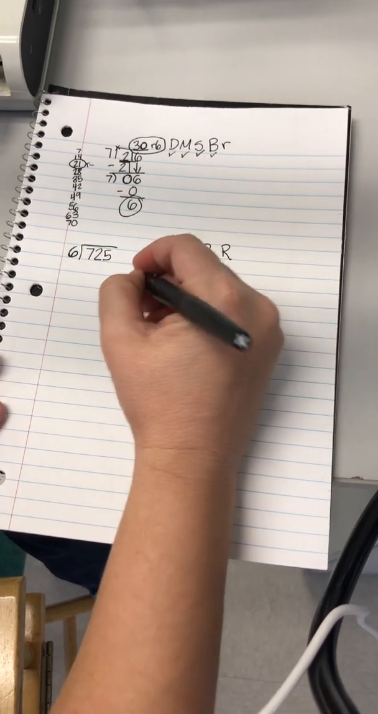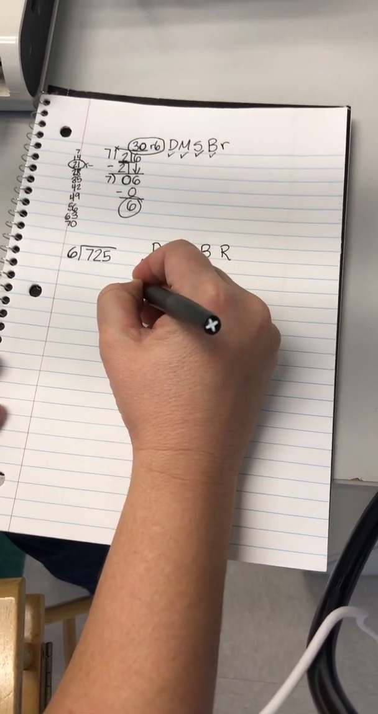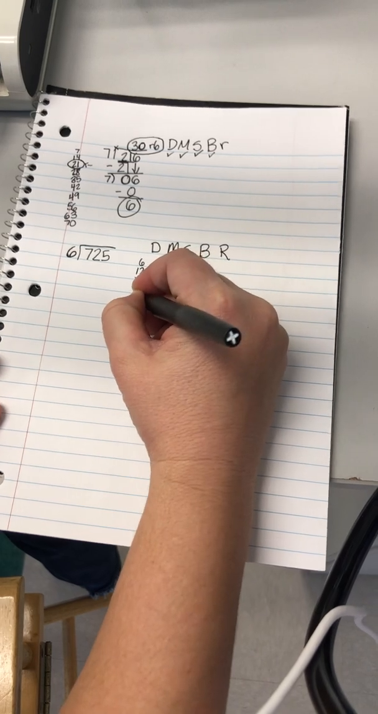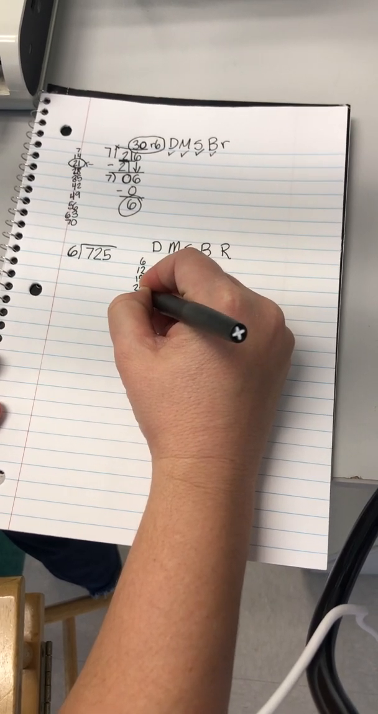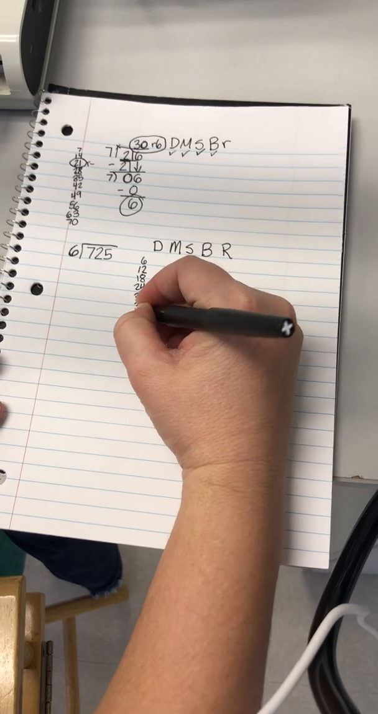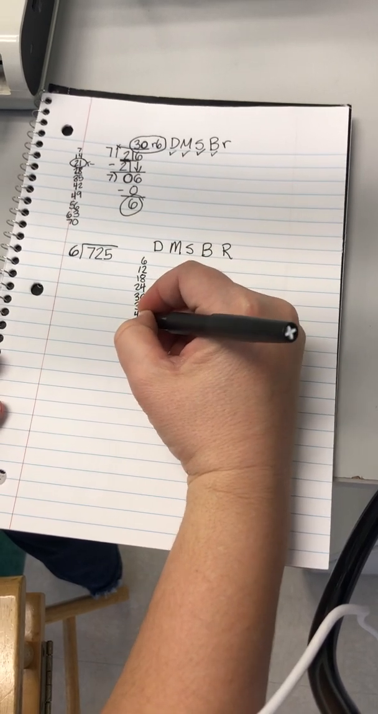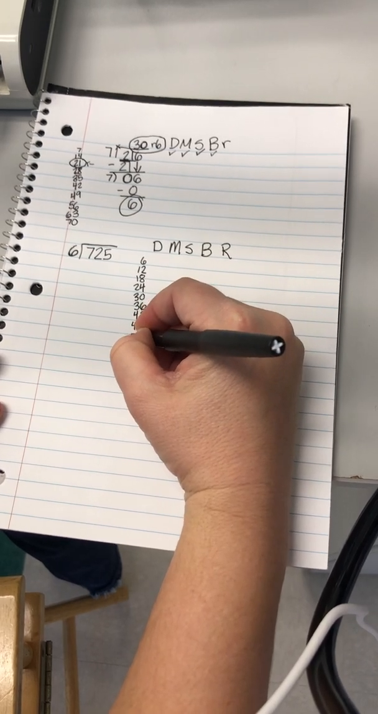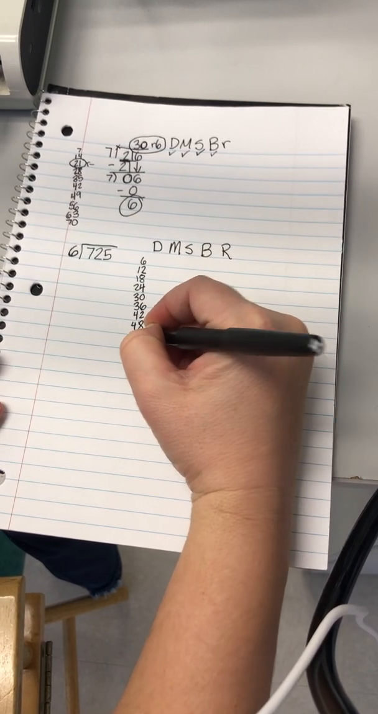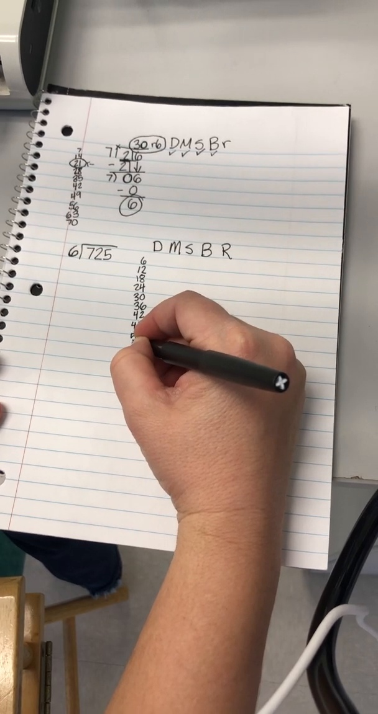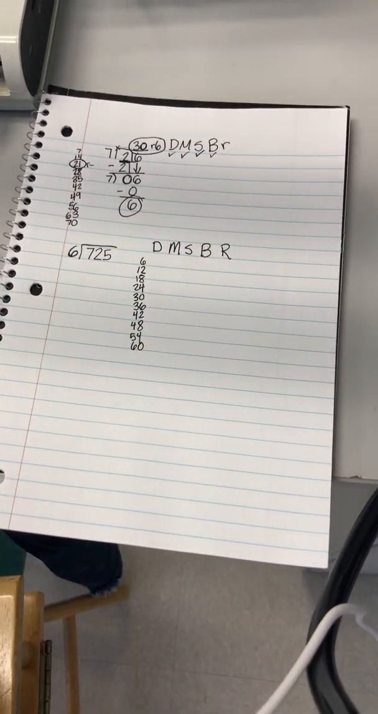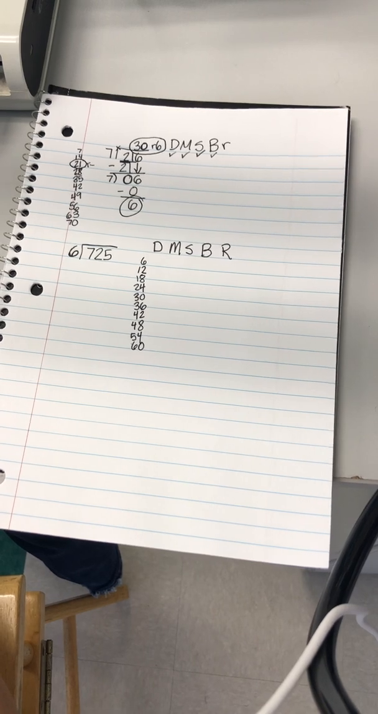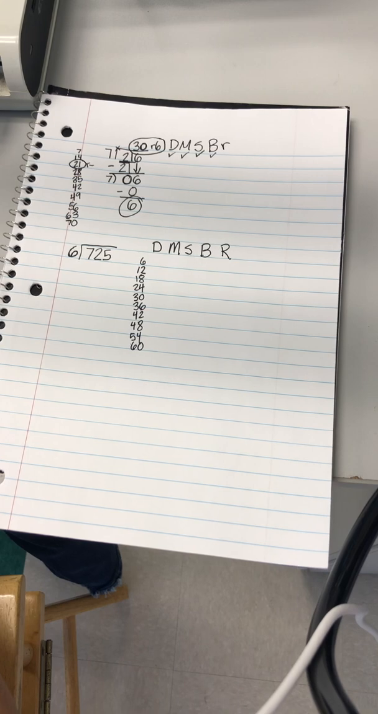6, 12, 18, 24, 30, 36, 42, 48, 54, and then 60. That's why it's important y'all know your multiplication facts. I know mine. Wonderful. All right, now, what's my first step?